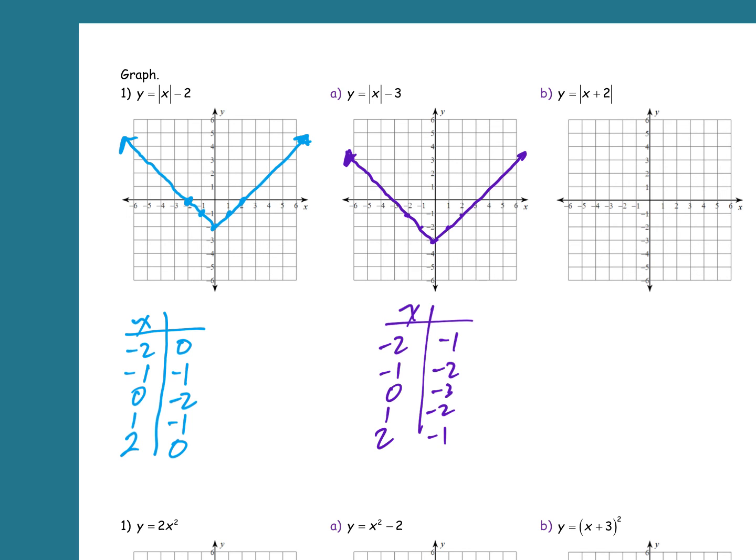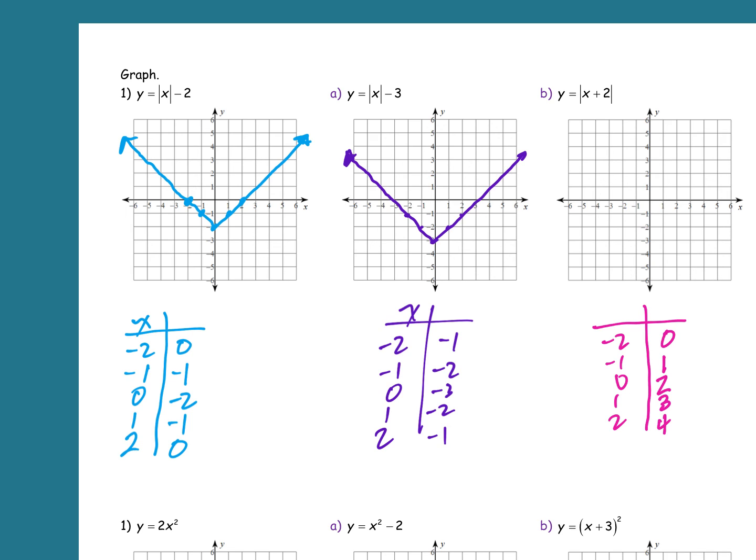And then let's talk about this one. I'm going to pick some values, and I'm going to pick the same values. So if I pick -2, what's -2 plus 2? 0. And the absolute value of 0 is 0, right? And then -1 plus 2 is +1. Absolute value of 1 is 1. 0 plus 2 is 2. And absolute value of 2 is 2. 1 plus 2 is? Absolute value of 3 is? 2 plus 2 is? 4. Absolute value of 4 is?